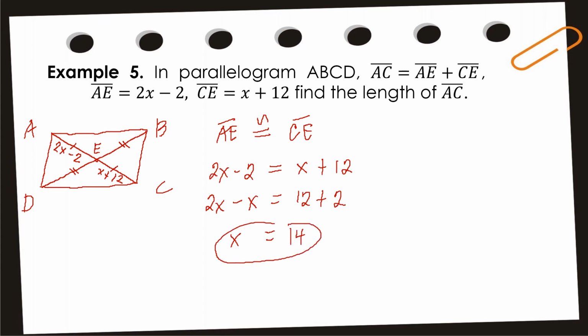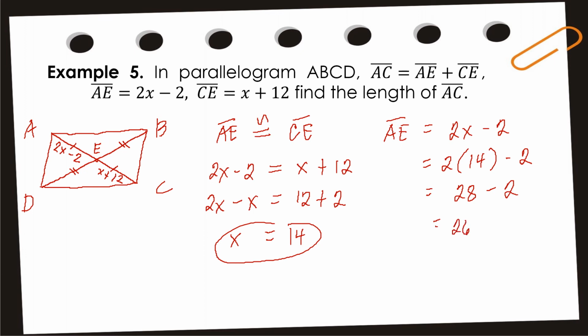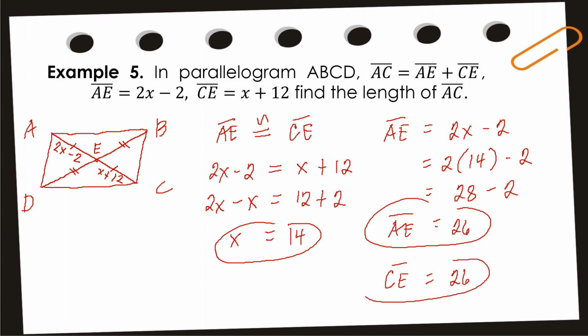Now let us find the length of AE. AE is equal to 2x minus 2. Let us substitute 14 to x. So we have 2 times 14, 28. 28 minus 2 is 26. Therefore, the length of AE is 26. Since AE is congruent to CE, we can say that CE also measures 26.